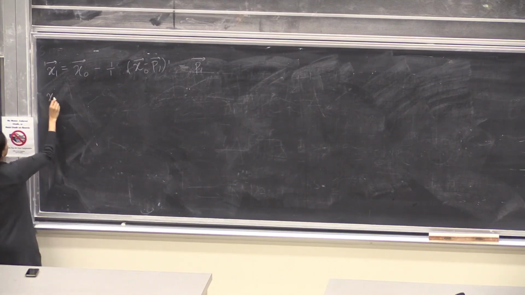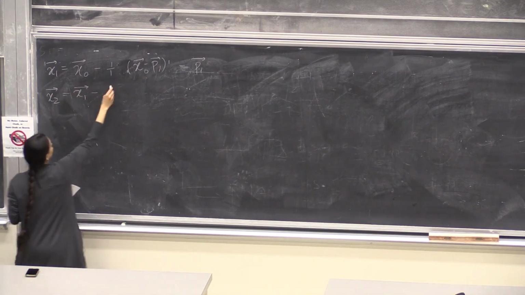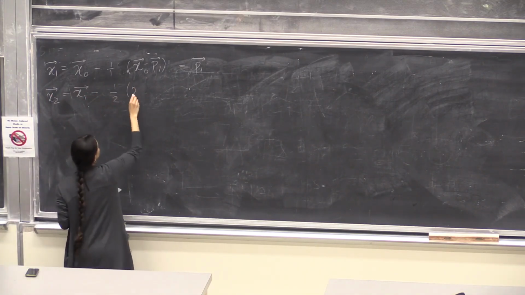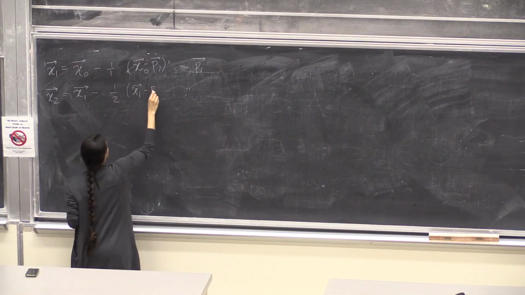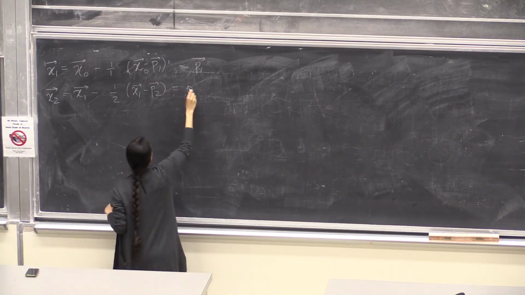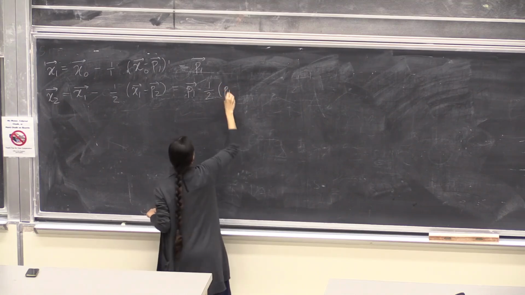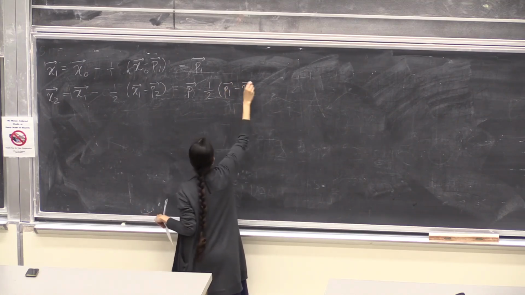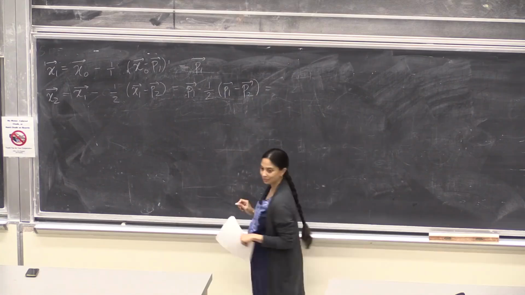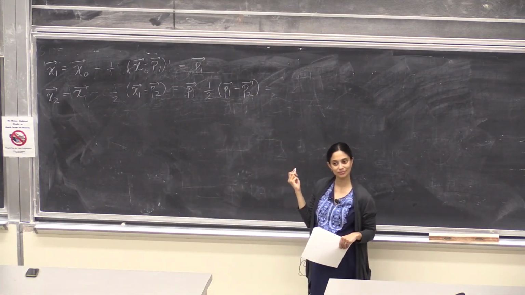So now x2 is equal to x1 minus 1/2 (x1 minus p2), which is equal to p1 minus 1/2 (p1 minus p2), which is equal to, what's the nice thing that's coming out?